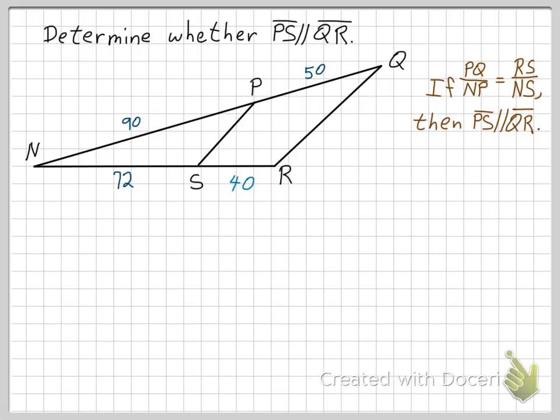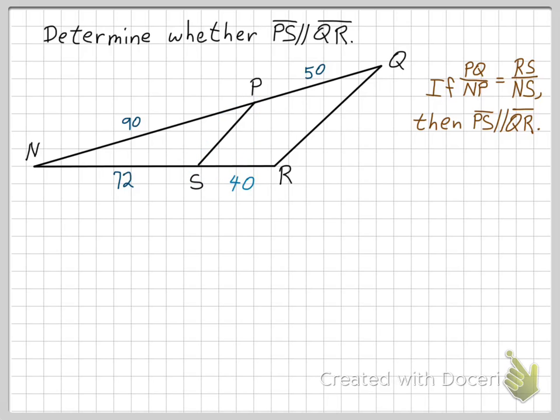Because of the triangle proportionality theorem, if PQ divided by NP is equal to RS divided by NS, then yes, those two line segments will be parallel. So if PQ divided by NP is the same as RS divided by NS, then that must mean that PS is parallel to QR. That can only happen if those two line segments are parallel to each other.